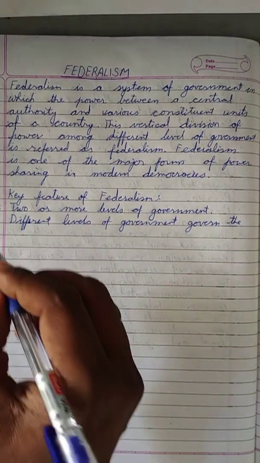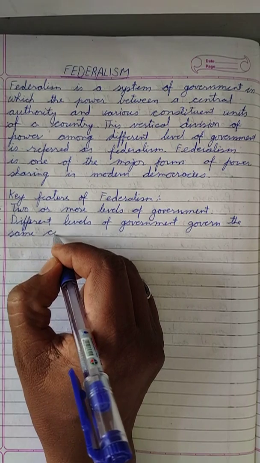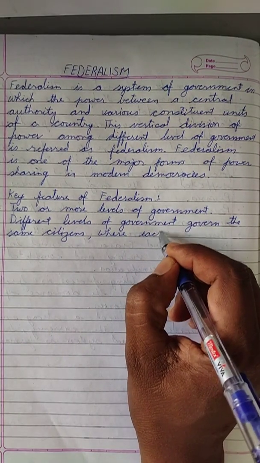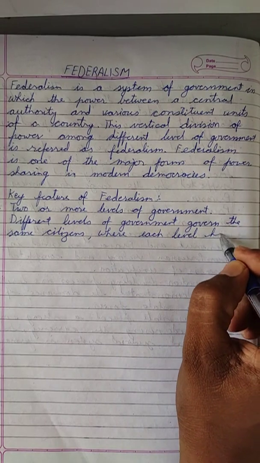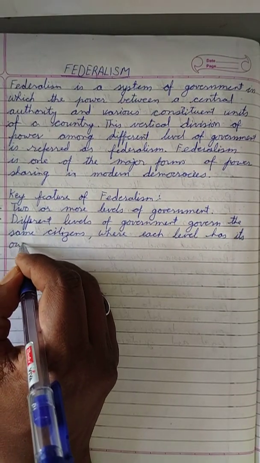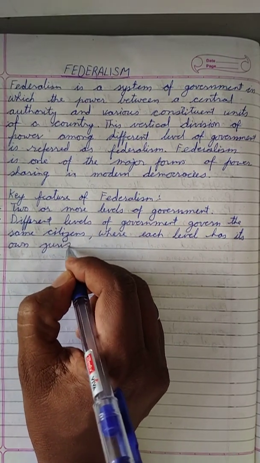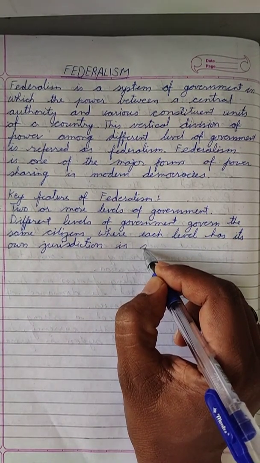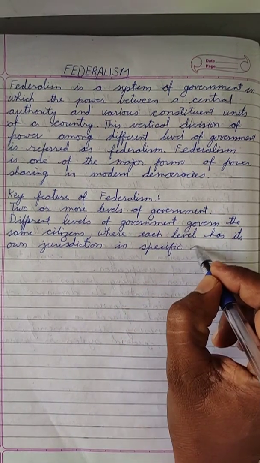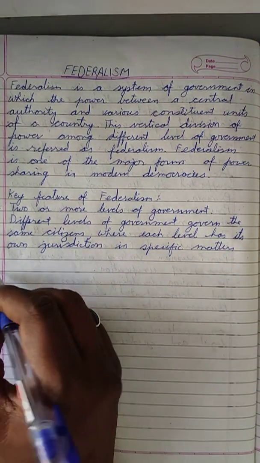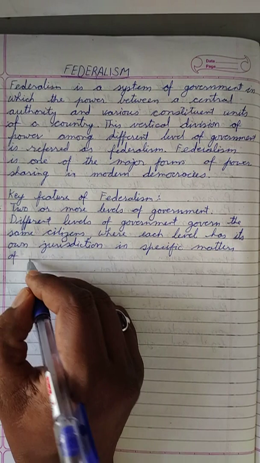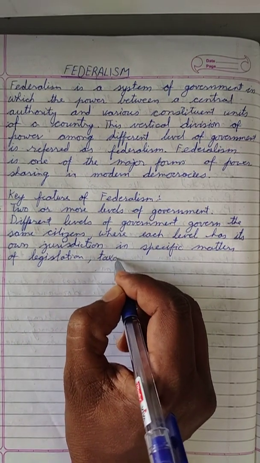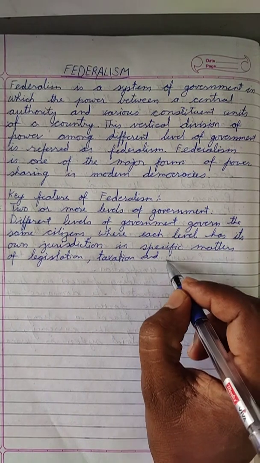govern the same citizens, where each level has its own jurisdictions in specific matters of legislation, taxation, and administration.